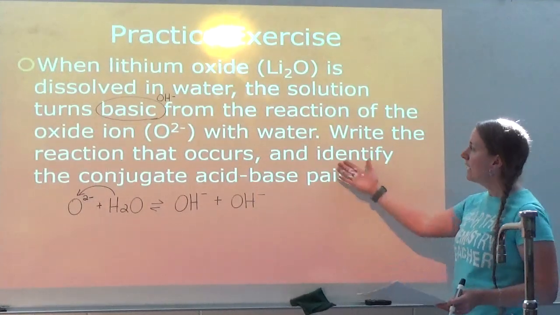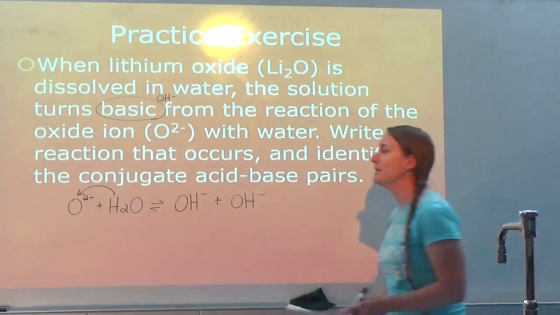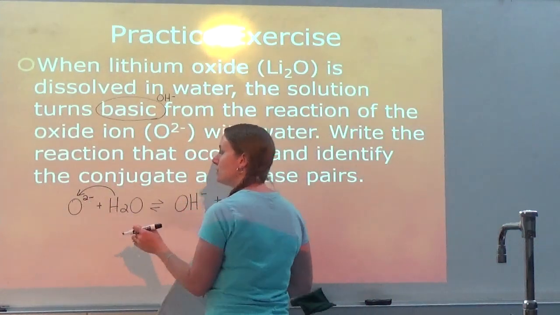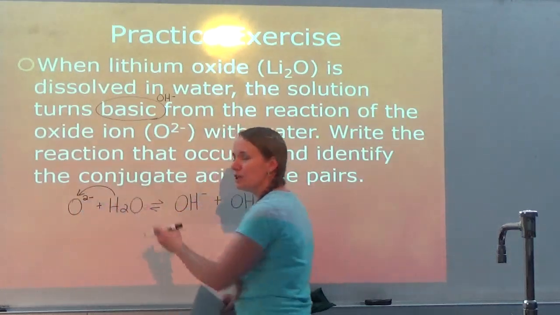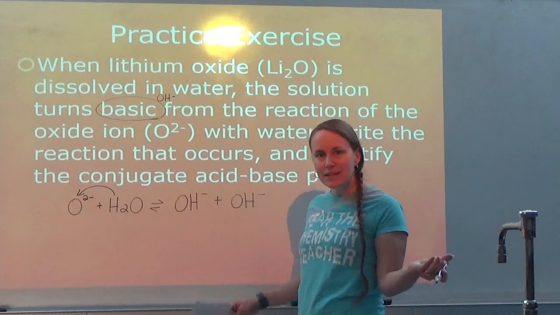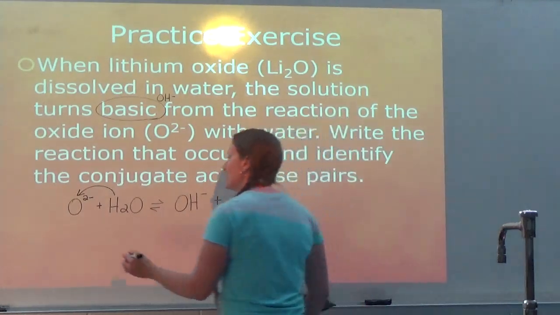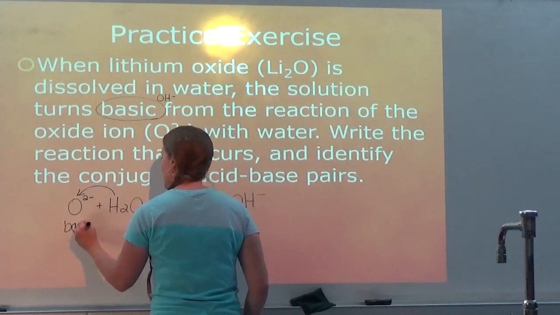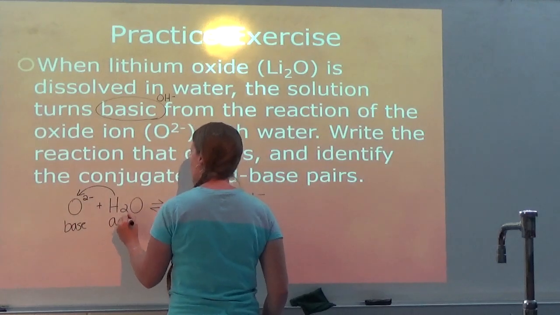So now let's identify those conjugate acid-base pairs. Since the O negative 2 is accepting, and obviously it couldn't donate too. If you were wondering how you were supposed to know it wasn't going to donate, well, it doesn't have a hydrogen. It can't donate. So it's acting as the base. Since water is donating, it's acting as the acid.